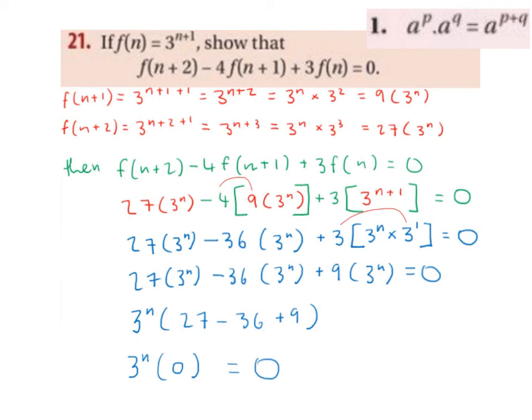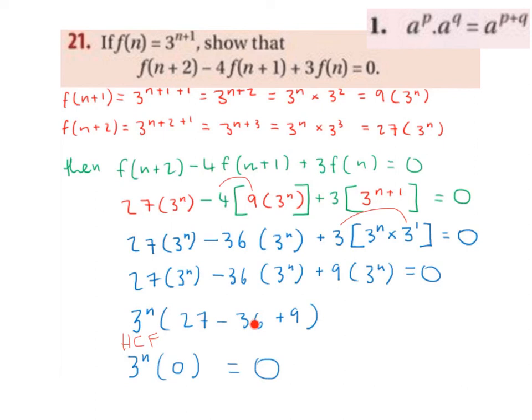So then I notice that I have 3 to the power of n common to each term. So I can take that out as my highest common factor. So 3 to the power of n divides into 27 times 3 to the power of n, leaving us with 27. 3 to the power of n divides into minus 36 times 3 to the power of n, leaving us with minus 36. And 3 to the power of n divides into 9 times 3 to the power of n, leaving us with 9.